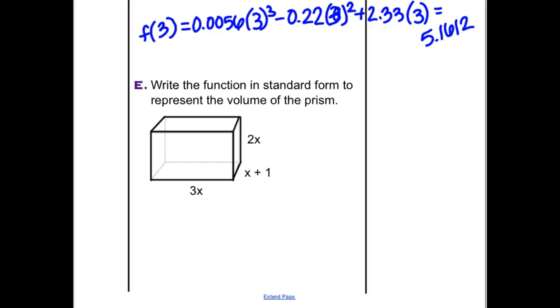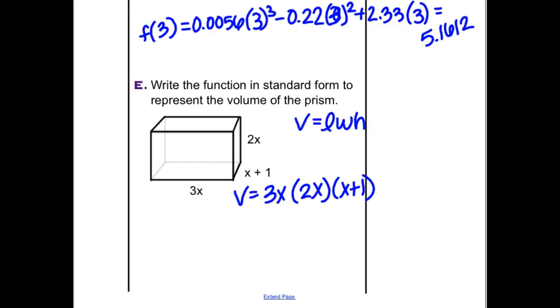All right, and the last piece is a combination of the two. We got a word problem here, but I'm giving you this box or prism, and I need you to write the function in standard form to represent the volume. Now, if you remember from geometry, volume is length times width times height, which in our case here would be 3x times 2x times x plus 1. We just need to multiply that all out.